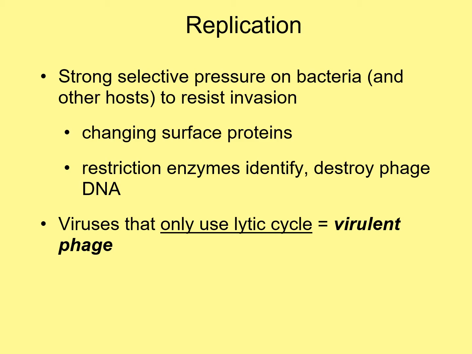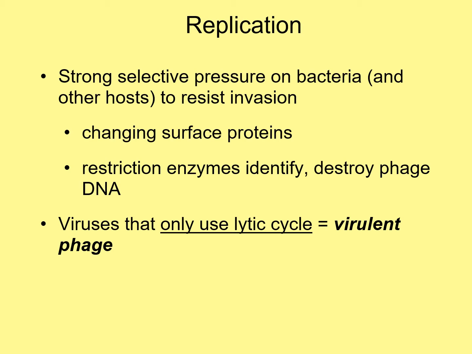So a virus that uses only the lytic cycle, that's the only way it replicates itself, by invading the host cell and making so many copies of itself that the cell dies as a result of the virus's leaving, we refer to as a virulent phage if it's infecting bacteria, or just a virulent virus if it's infecting a eukaryotic cell.